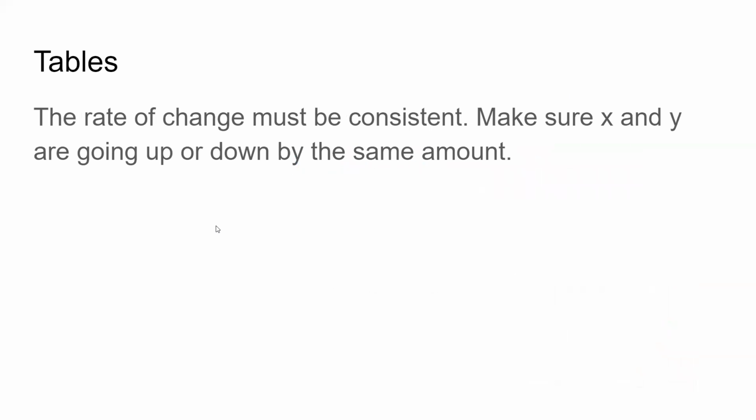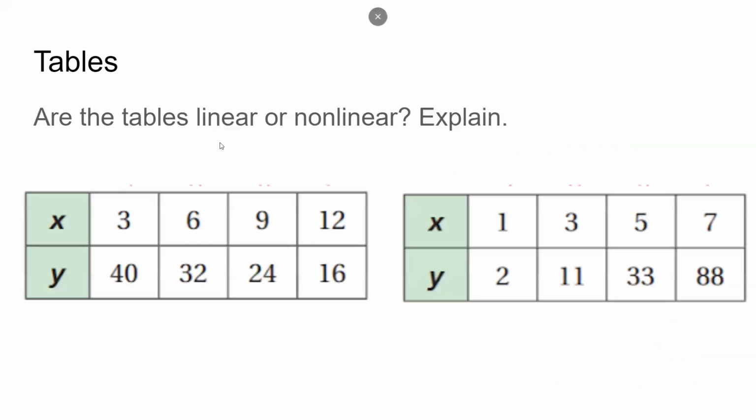So let's go over some tables. So I'm going to go over tables, graphs, and equations. So for a table, the rate of change must be consistent. Make sure x and y are going up or down by the same amount every time. So let's do this first problem here. So I'm going to see what my y is going up or down. In this case, it's going down, so it's a negative or subtracting 8.